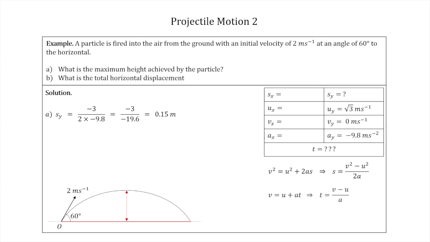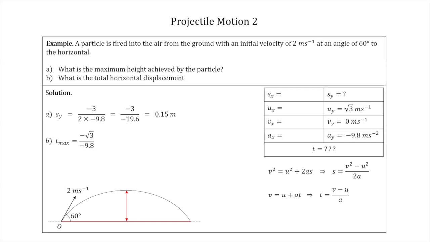So rearranging the SUVAT equation to get time as the subject, we get this: t equals (v minus u) over a. So to do part b, I'm going to call it t sub max. So this means the time it takes to reach its maximum height. And we're just using these vertical components we already have, because we're still just concerned with the maximum height, so the movement in the vertical direction.